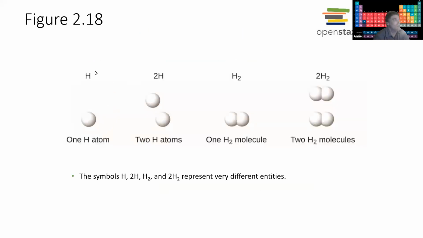So here you're seeing the importance of a chemical formula. H is just 1 H atom. 2H would be 2 H atoms. But H2 with the subscript is 1 H2 molecule. And 2H2 would be 2 hydrogen molecules. So make sure you appreciate the difference between putting the number in front of the chemical symbol and as a subscript, because they convey 2 different pieces of information.